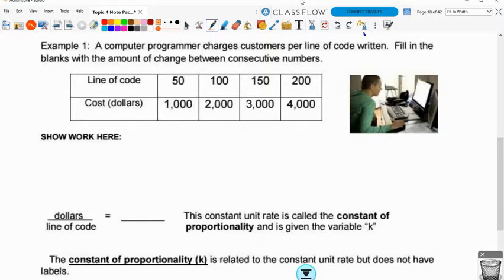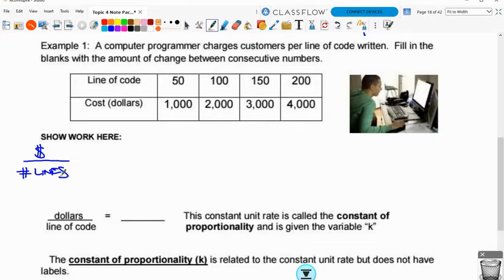In our first example, we're told that a computer programmer charges customers per line of code written. We're going to take a look at the data in the table, and determine if there is a proportional relationship between the cost and the number of lines of code, or a non-proportional relationship. We see our lines of code in the first row, the cost in dollars in the second row, and under the show your work spot, we're going to set up our ratios. We want to know the cost per line, so I'm going to put my dollars in the numerator of each ratio, and the number of lines in the denominator.